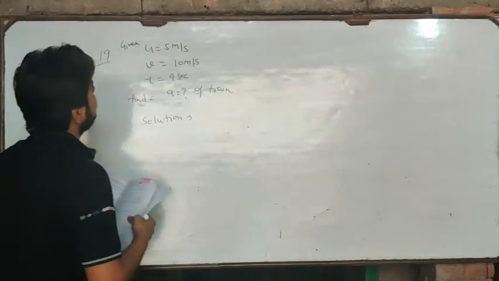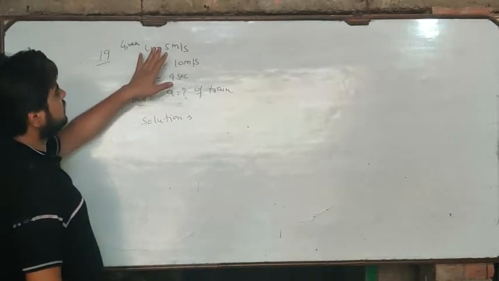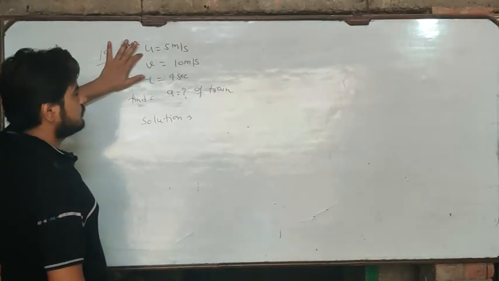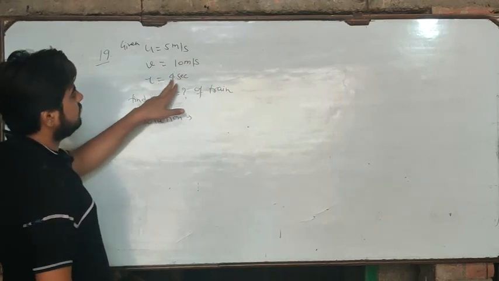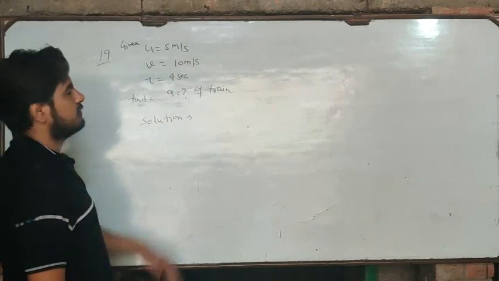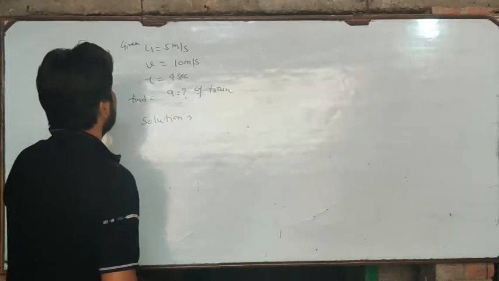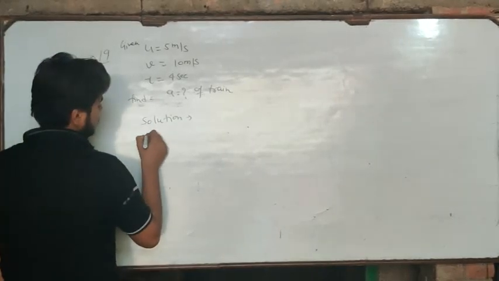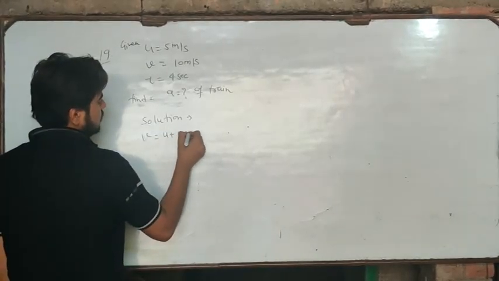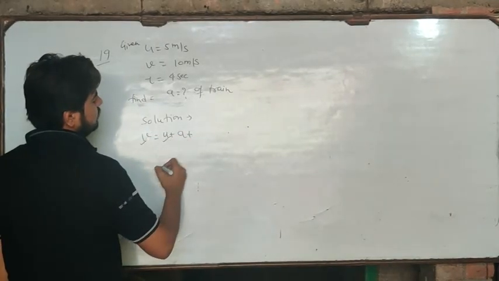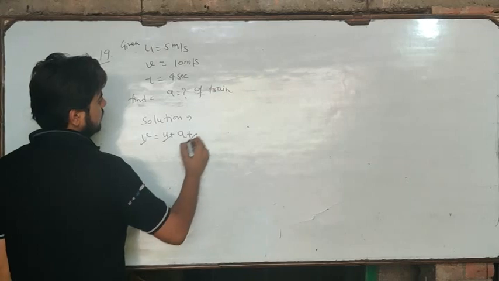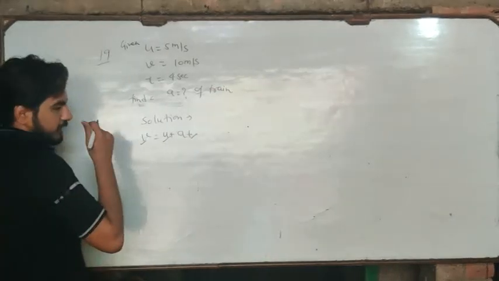How we do it? Here we know the initial velocity of the train, u, 5 meter per second. Final velocity 10 meter per second. Time taken 4 seconds. We have to find the acceleration here. So we will use the equation v is equal to u plus at. We know the value of v, u and t. We will find a. Solve it.